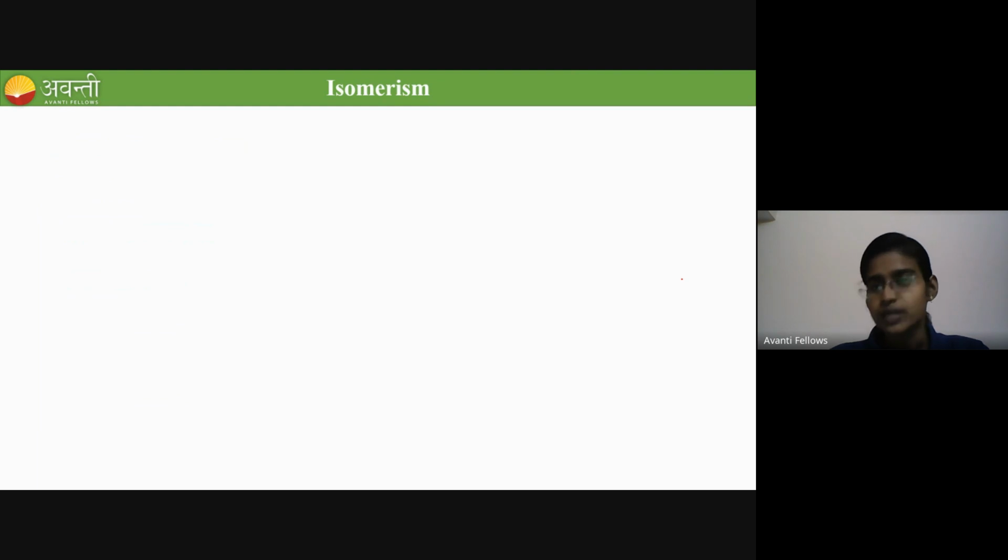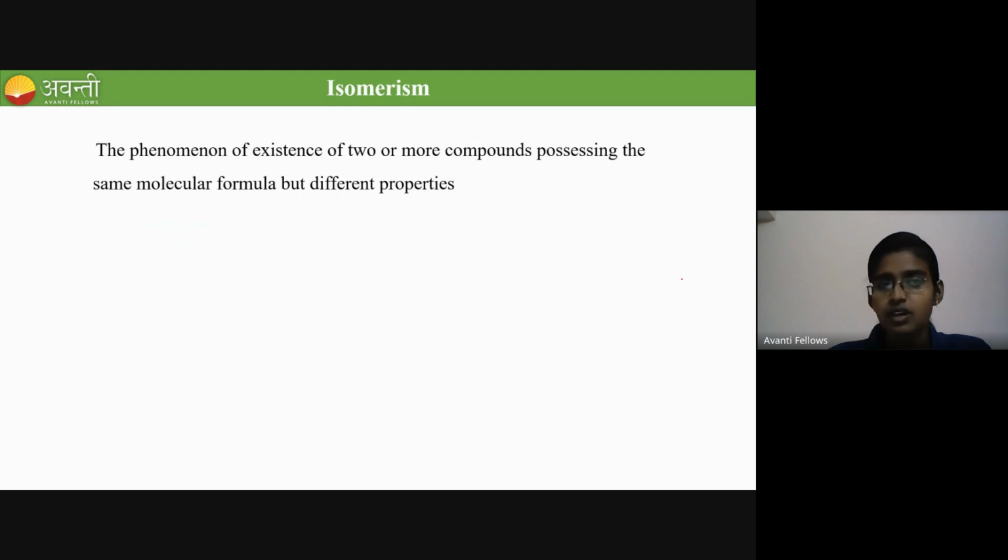Now, coming to isomerism. What is isomerism? Iso means same. The phenomenon of existence of two or more compounds possessing the same formula but different properties is called isomerism. The compounds having the same molecular formula but different chemical and physical properties are called isomers, and the phenomenon is called isomerism. This is very important: the systems will have the same molecular formula, but they will have different properties.